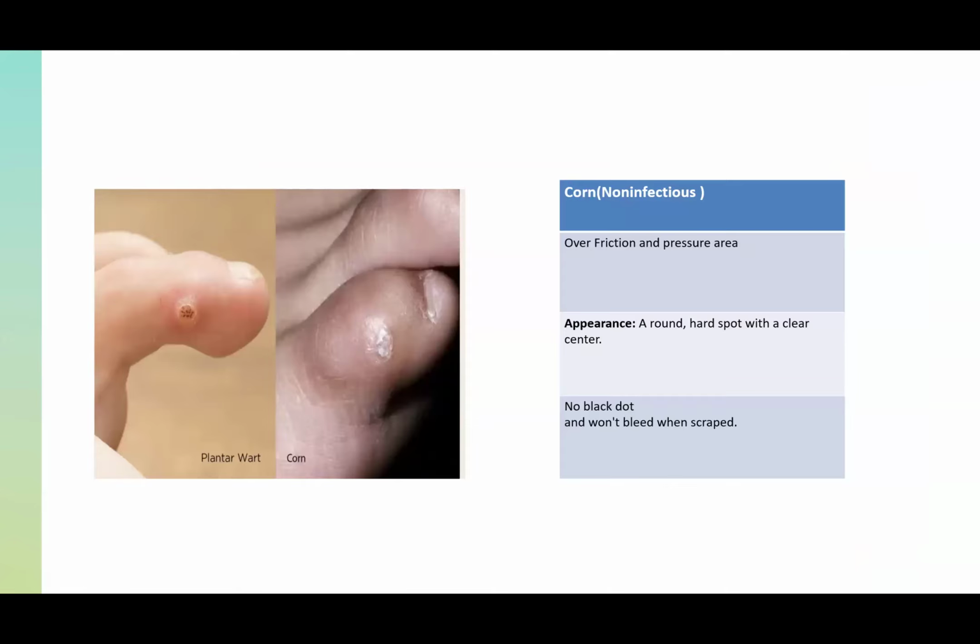So this is a very important slide. It's very important to differentiate between corn and wart, knowing that wart is caused by HPV and is infectious in nature compared to the corn. So we have three main differences between corn and warts. Number one, corn is non-infectious. Most of the time, it will happen over friction or pressure areas, and the appearance is characterized by a round hard spot with a clear center, and most of the time there's going to be no black dots and it will not bleed when we scrape it.